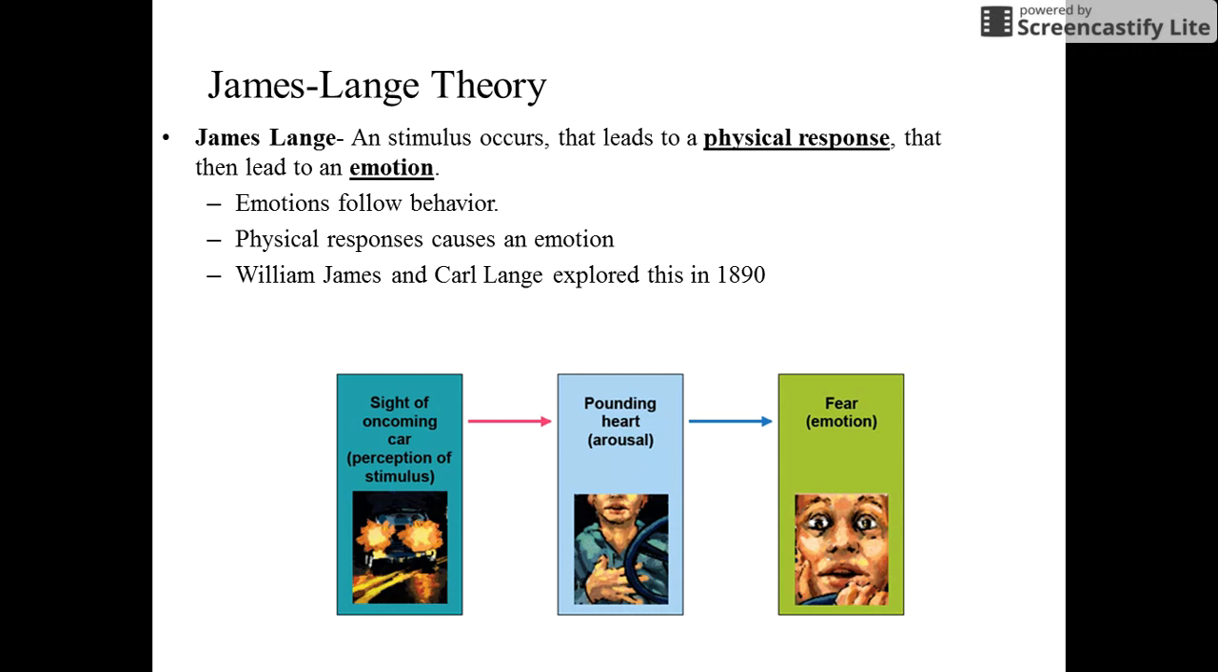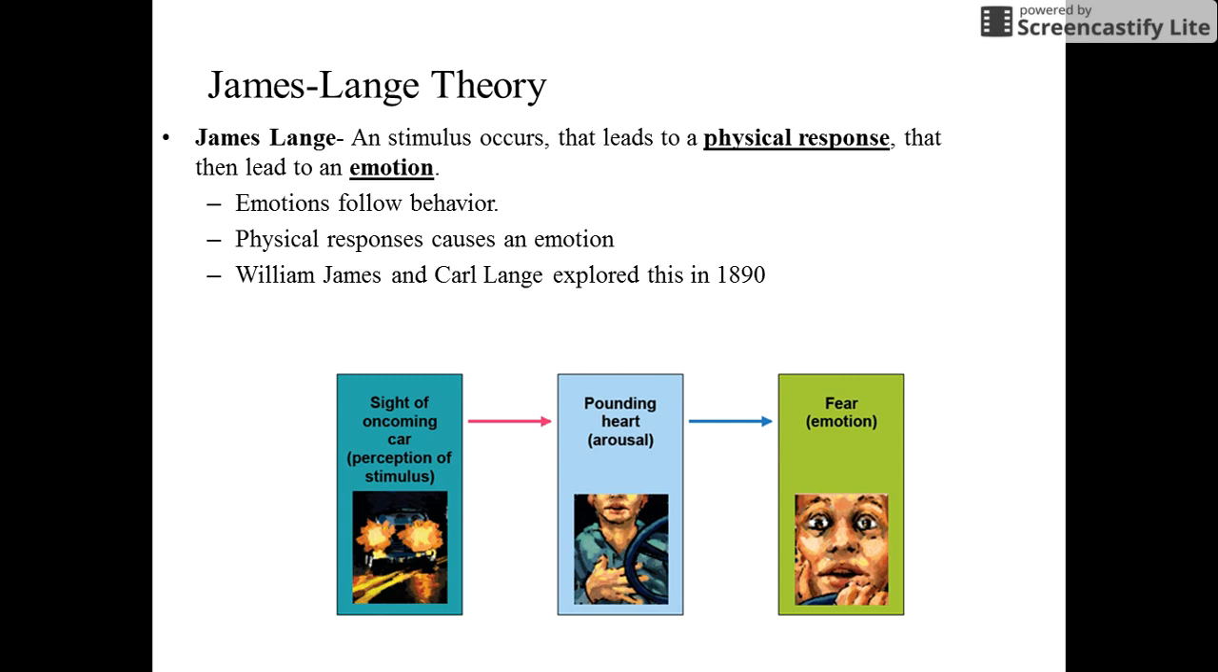The James-Lange theory believes that a stimulus occurs, a bell rings, that leads to a physical response, us jumping, that then leads to us having emotion, fear. So emotion follows our behavior. Physical response causes an emotion.